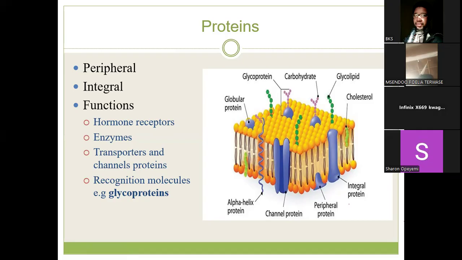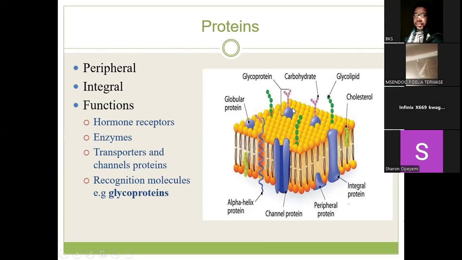That brought us to the last aspect of study session 2. Before then, we talked about glycoproteins. Remember, we said what glycoproteins are used for, right? They are used for identification. So on the surface of the outer monolayer of the membrane, we have glycoproteins. They are called recognition molecules. We can see glycoproteins here.